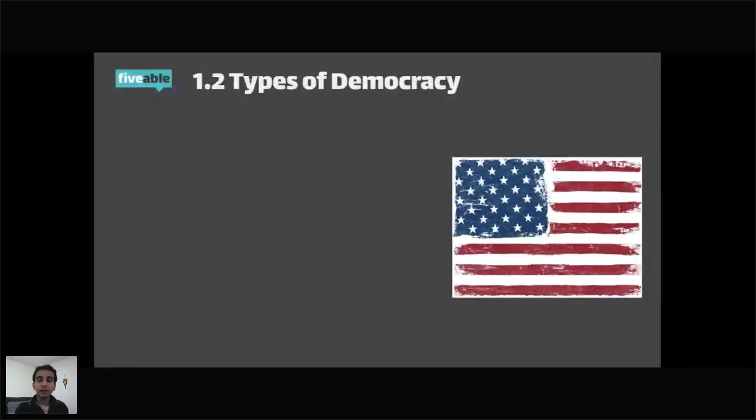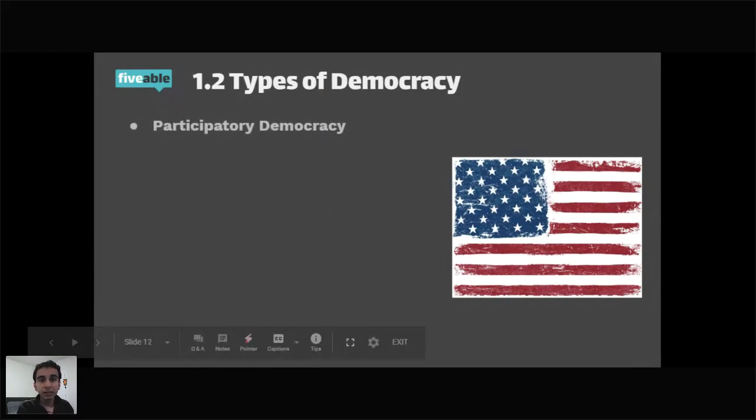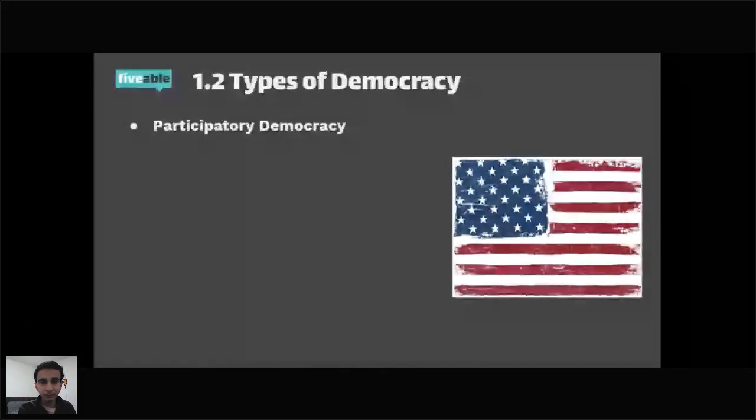All right, so let's go ahead and move into Unit 1.2, which is types of democracy. I believe there are three main types of democracy that we're going to focus on in this stream, and those are the three that are outlined by College Board. So the first one is a participatory democracy. Based on the word, what do you think that means?